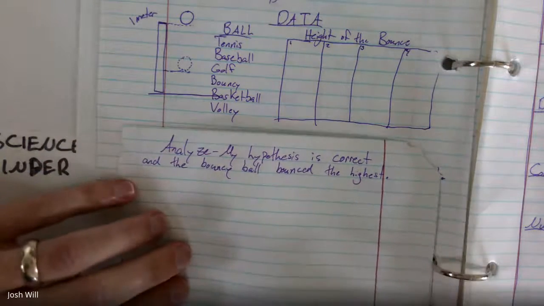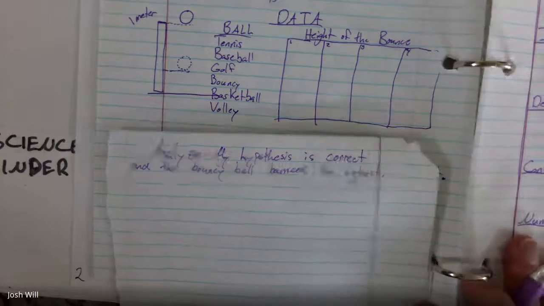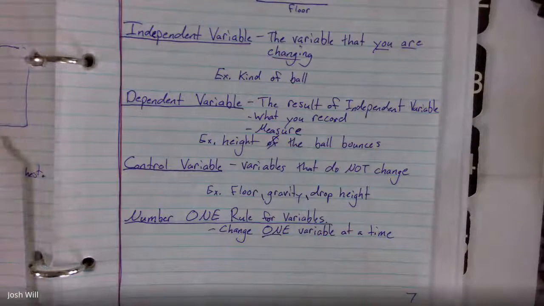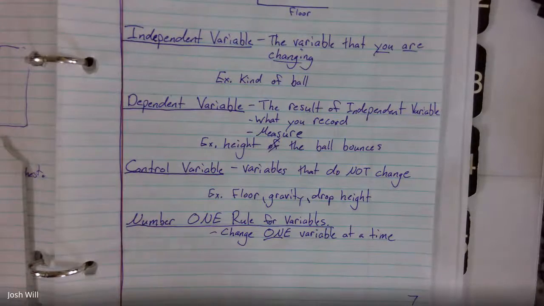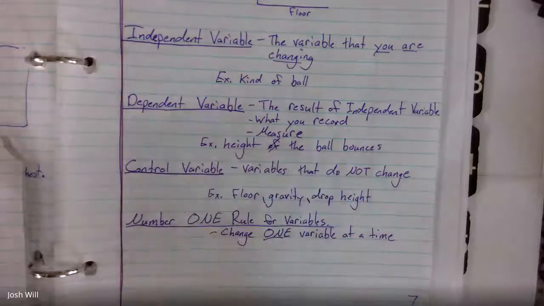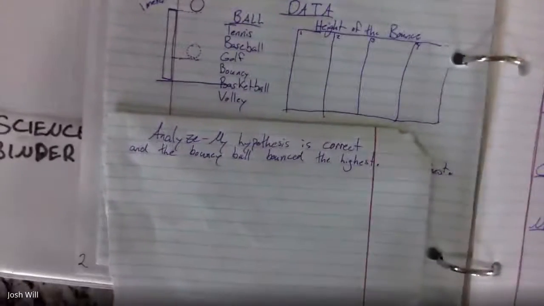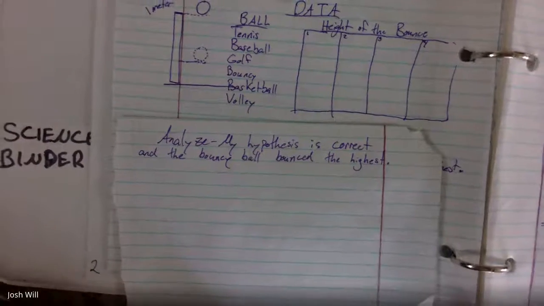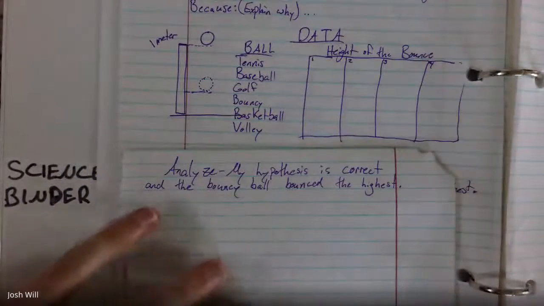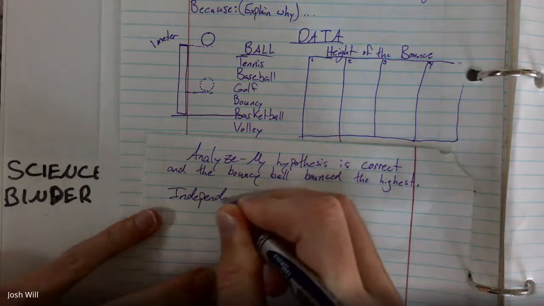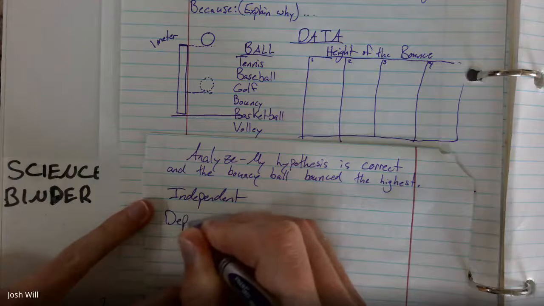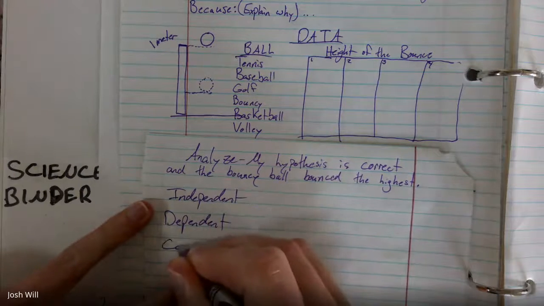Okay, now I would like you guys to identify your variables. So real quick, we did this the other day. This is our variable notes. So we have our independent, dependent, and control variables. We're going to identify these for our experiment over here. So let's write down independent, dependent, and control.